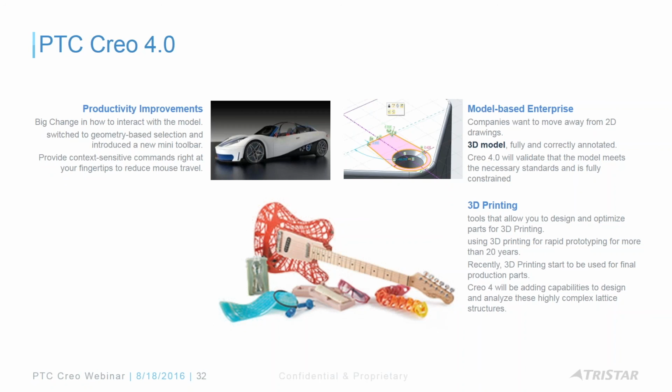The other enhancement is going to be on 3D printing. For many years, the last 20 years probably, 3D printing was mainly used for quick prototypes, but nowadays 3D printing is even used with the final production part as a production part. So now Creo 4 will allow you to analyze and design your complex lattice structure that the 3D printers usually use to do the printing. So Creo will help you analyze and get more accurate 3D printing if you want to use it for a production part.